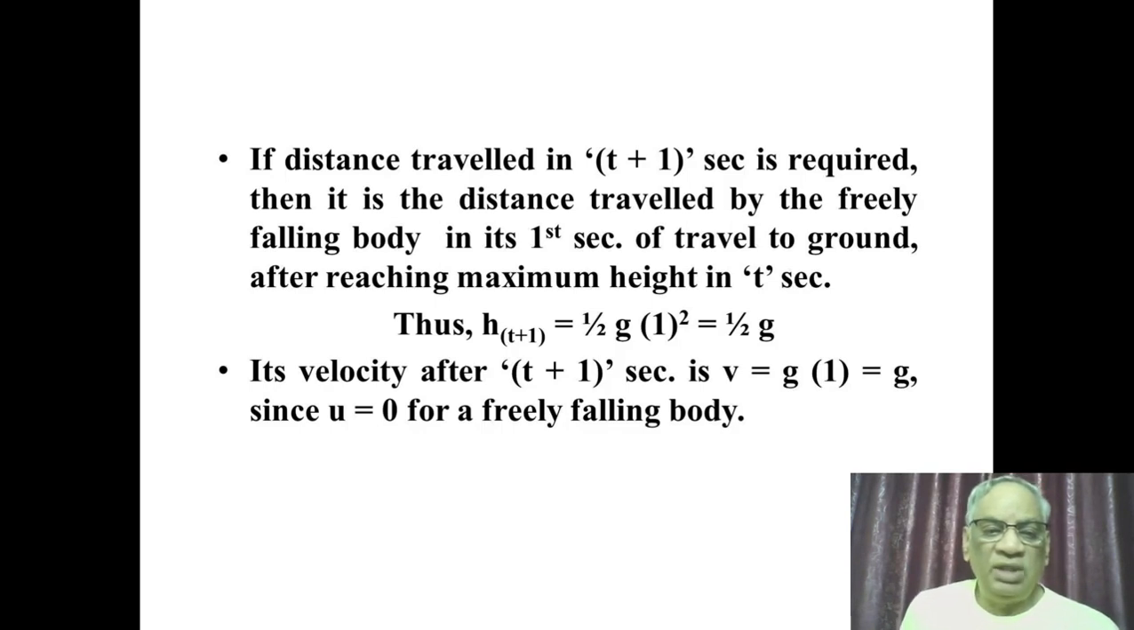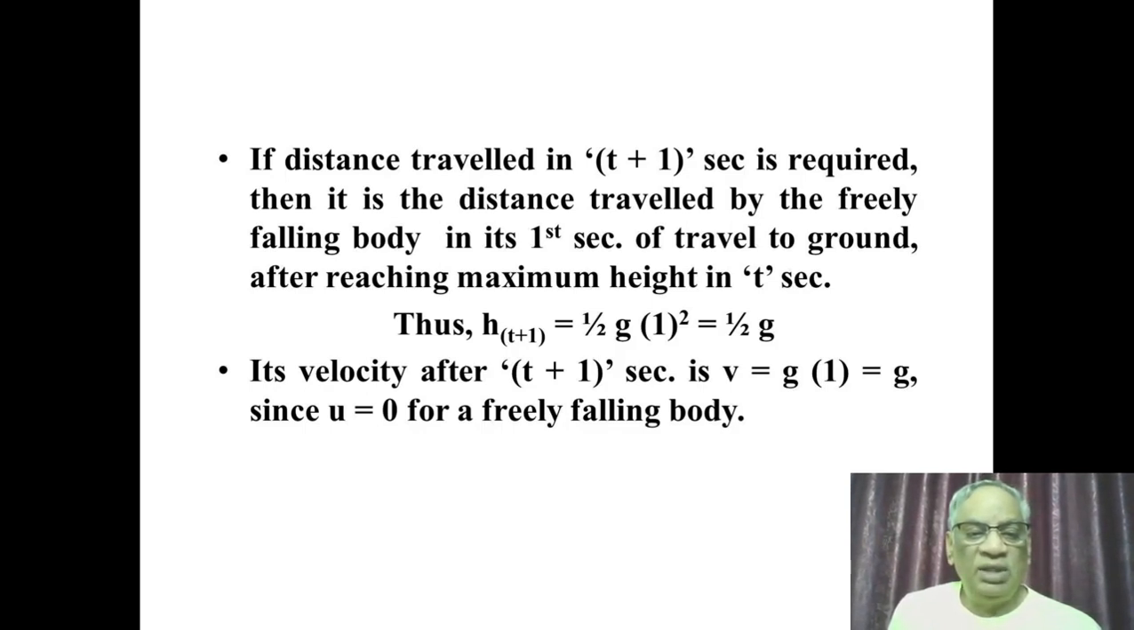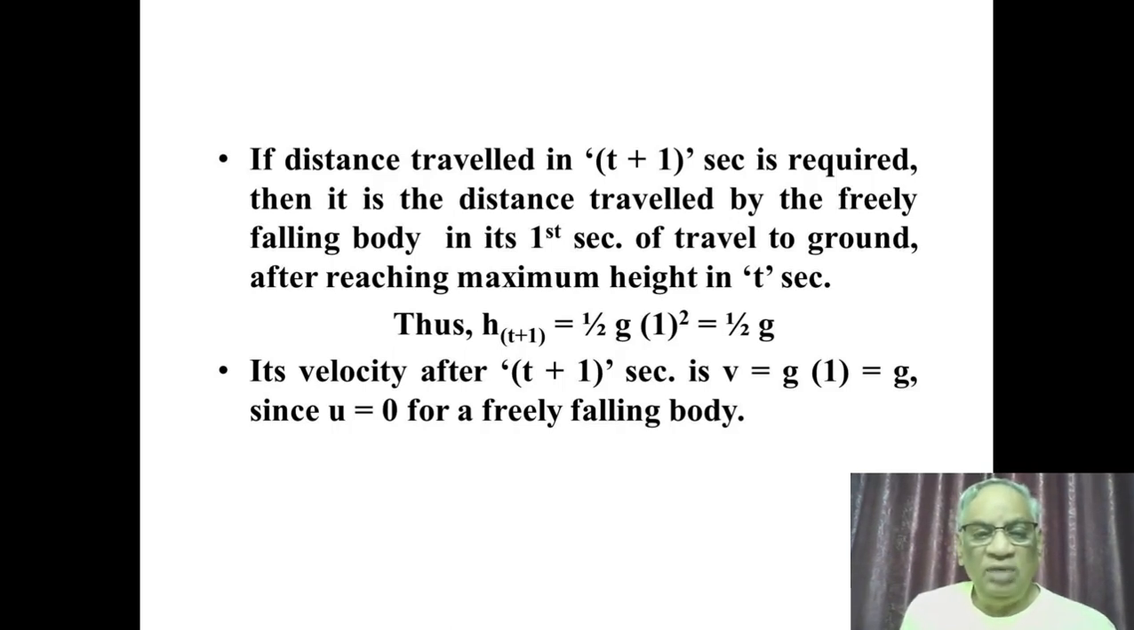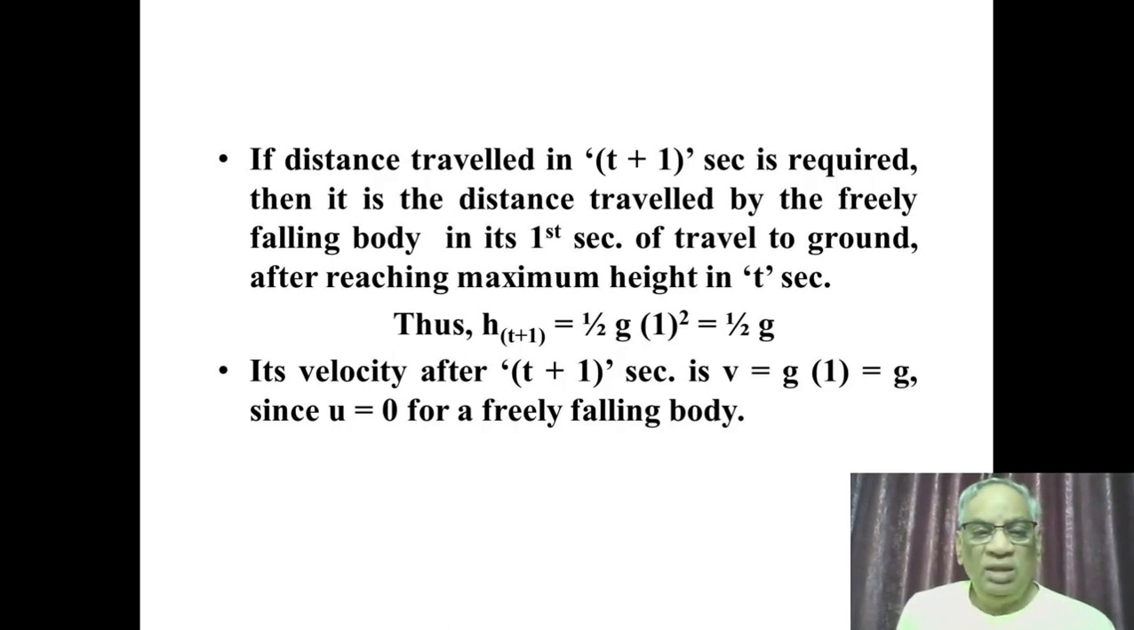And its velocity after t plus 1 second similarly you can calculate from the freely falling body condition. The velocity after t plus 1 second is v is equal to g into 1, that is g meters per second. And every 1 second the velocity of the upgoing body decreases. So if it is projected with 4g velocity, then in the first second it will become 3g when going up, then 2g, then g, and finally at the maximum height 0. Similarly, for the falling body, the first second it will be g, second 2g, third 3g, and fourth 4g, which is the velocity with which it was projected up. So every second the velocity changes by g.